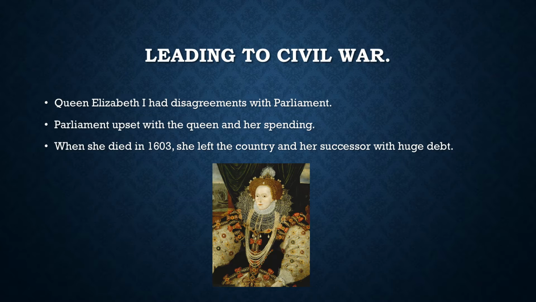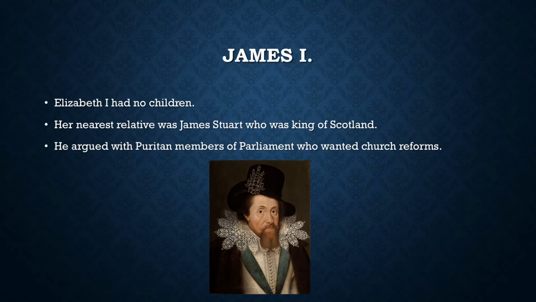Okay, so leading to Civil War. Queen Elizabeth I had some disagreements with Parliament, and Parliament was also very upset with the Queen and her spending. So when she died in 1603, she left the country and her successor with huge debt. Elizabeth I had no children, so her nearest relative was James Stuart, King of Scotland. Now he's also going to clash with Parliament a little bit, but mainly with the Puritan members of Parliament, who wanted some church reforms made to the religion.